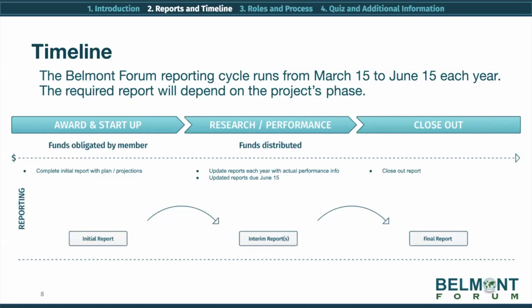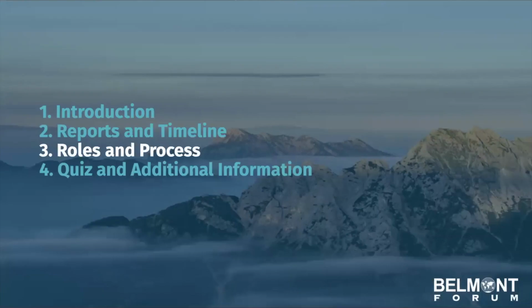Take a look at this timeline. The Belmont Forum reporting cycle runs from mid-March to mid-June each year. The reporting process is streamlined, so the timeline remains the same for each type of report. Now let's take a look at the roles of key actors in the reporting process, as well as take a deeper dive into the reporting process itself.